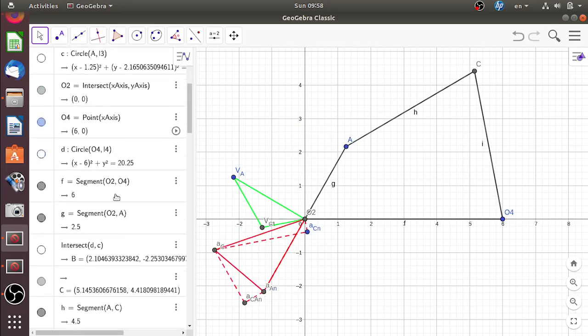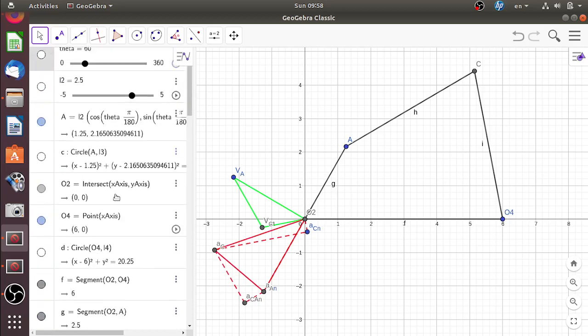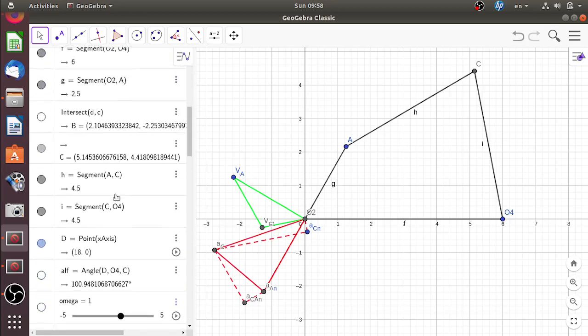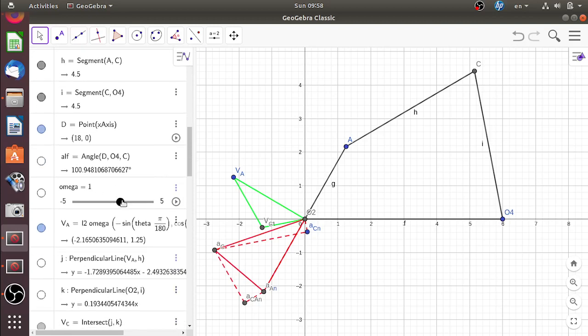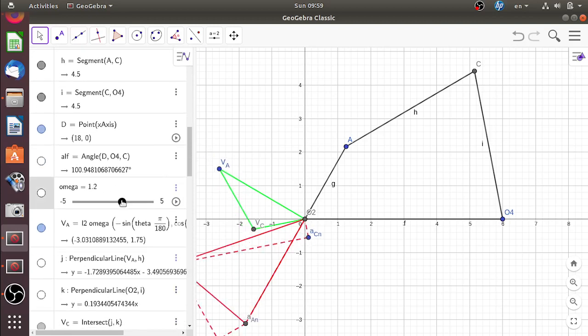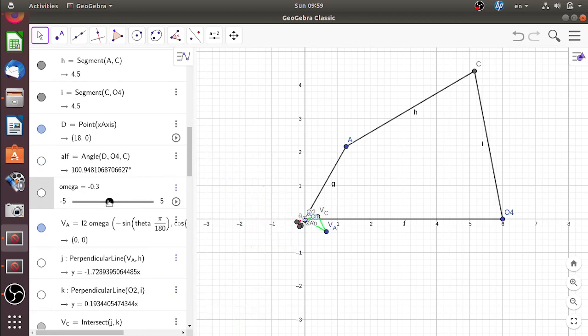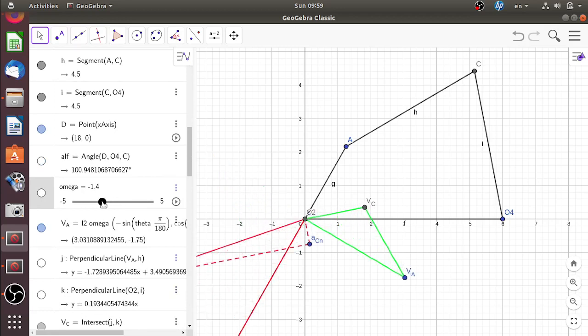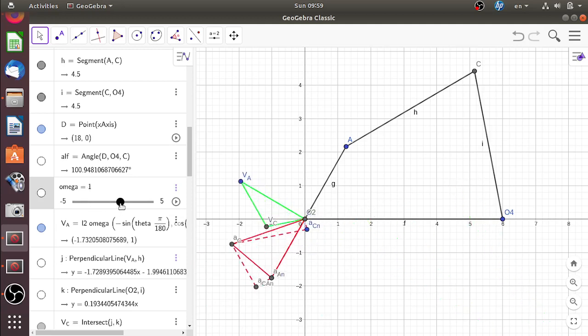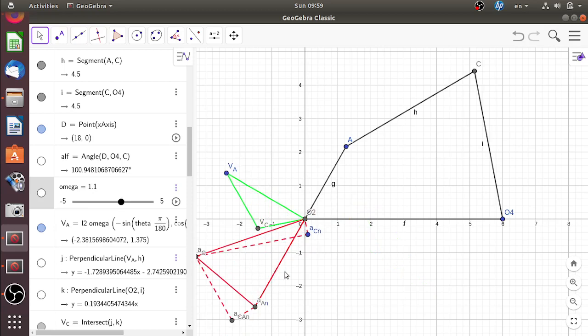You could also change the omega value. Where is the omega value? Maybe you could change the omega value, and also you could put a negative omega value, which means it's rotating in the opposite direction. At that time this is going in the opposite direction. So once you construct such a diagram, you could do all the analysis, velocity and acceleration analysis.